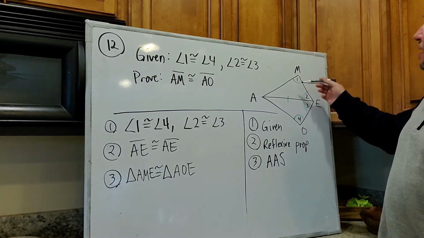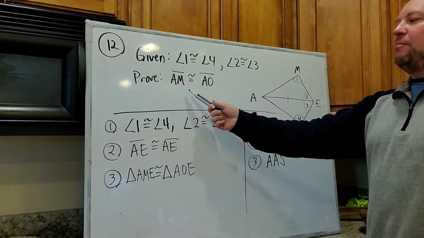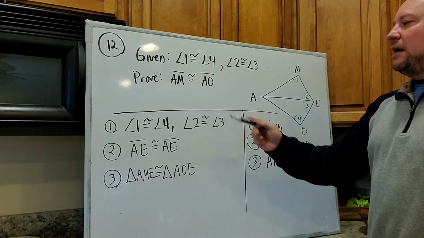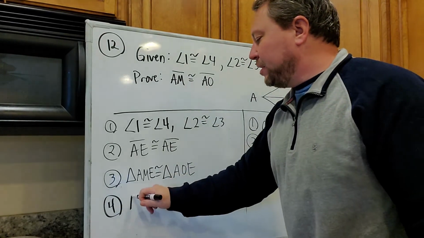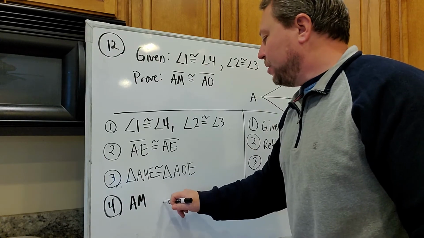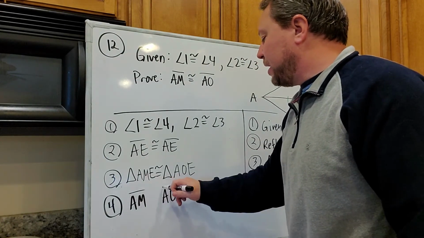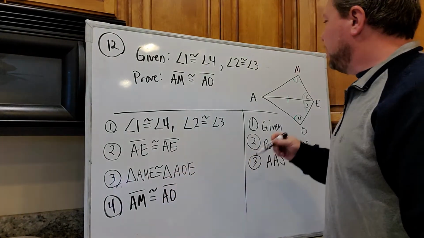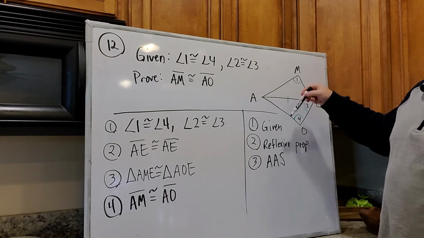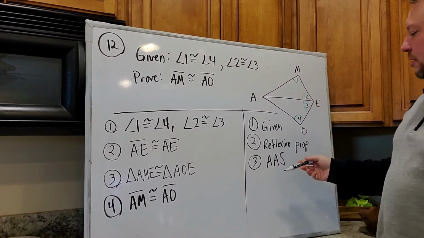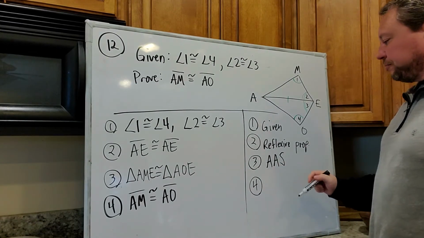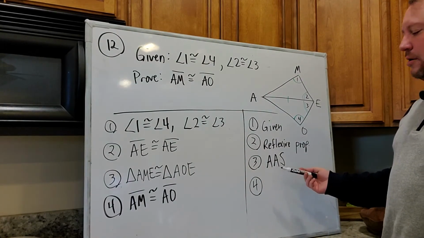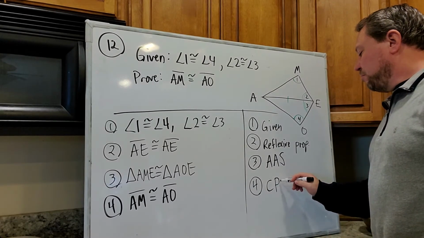And once the triangles are congruent, then all of their parts are. I can now get to my proof statement here. It's my last statement. I'm going to say that AM and AO, those 2 sides, have to be congruent because they correspond. Okay, and they're one of the few parts left that I haven't already proved congruent.